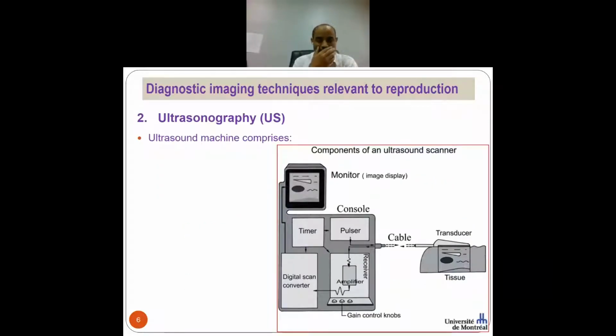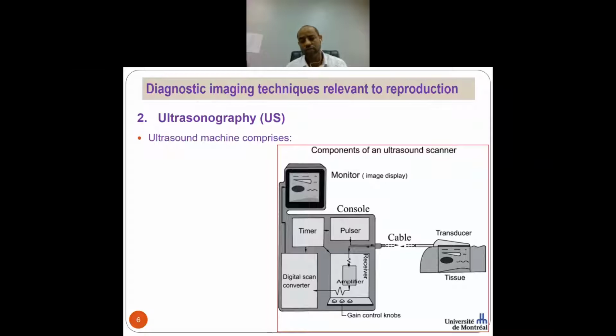All right, so as far as the machine is concerned, and the components which comprise it, this is an example of a diagrammatic presentation. We have the transducer, which is in contact with the tissue or the object to be scanned, and it is connected with a cable back to the main central CPU, which is connected to an electric supply source. And then you have the monitor where you'll be able to see the image displayed. All right. So these are the main components.